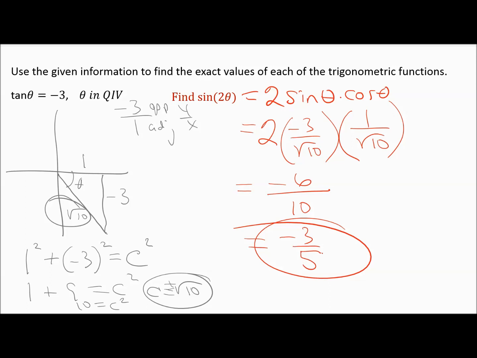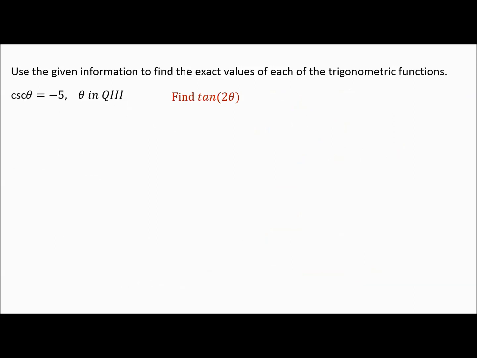So that is sine of 2 theta. Not my picture. I don't have 2 theta drawn. I just have theta drawn. But sine of 2 theta is negative 3 fifths. Okay, let's do one more of these problems before we close down this part of the video.